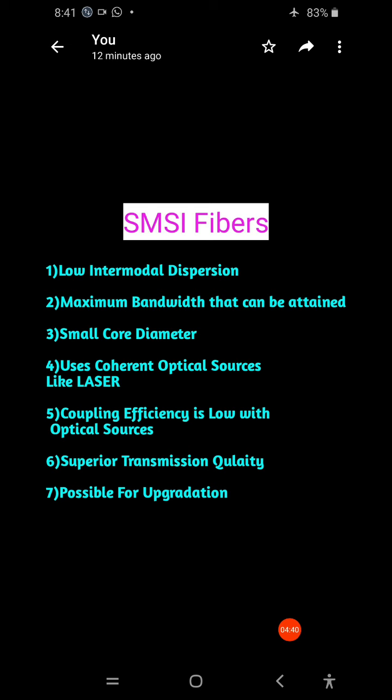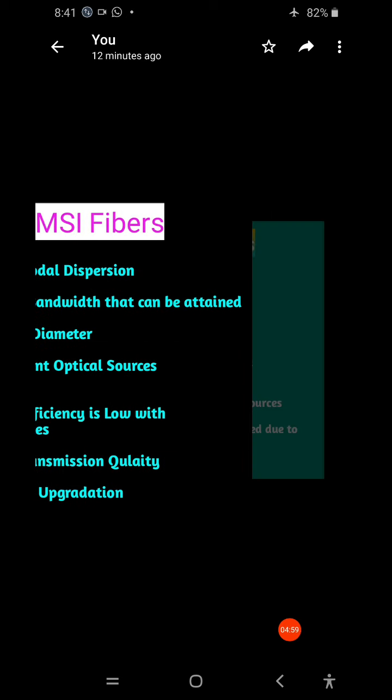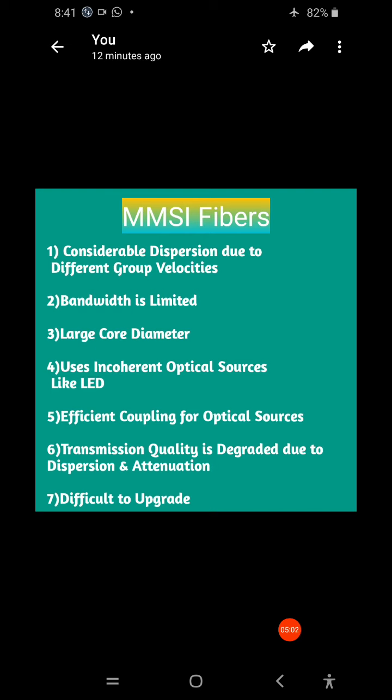Next, seventh one, the SMSI fibers are possible to upgrade. If any damages or mistakes are there, we can upgrade the SMSI fibers, and that is easy. But whereas MMSI fibers, that is multi-mode step index fiber, are very difficult to upgrade. So that is regarding SMSI and MMSI fibers.